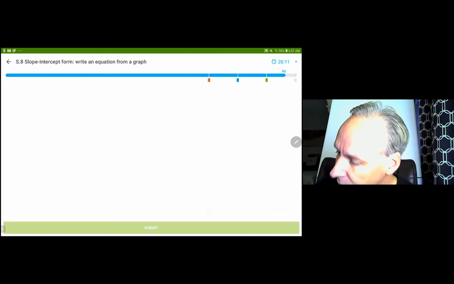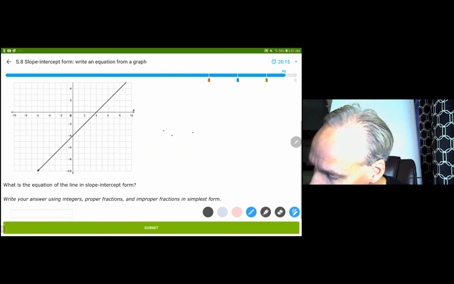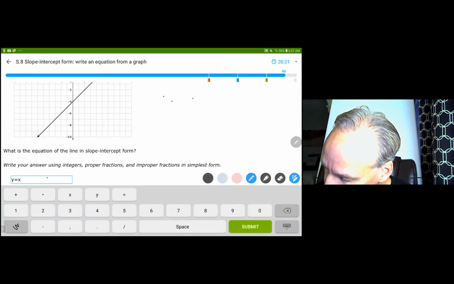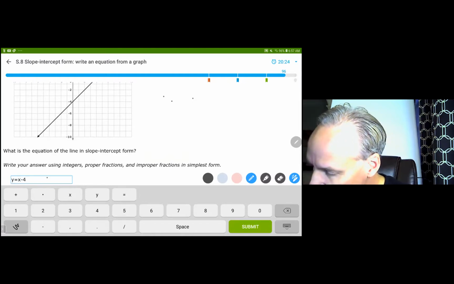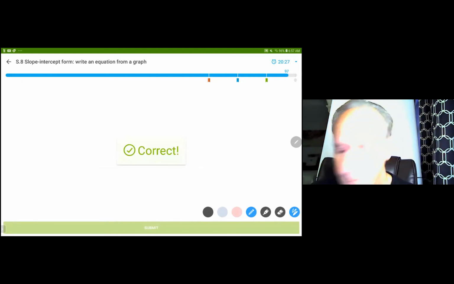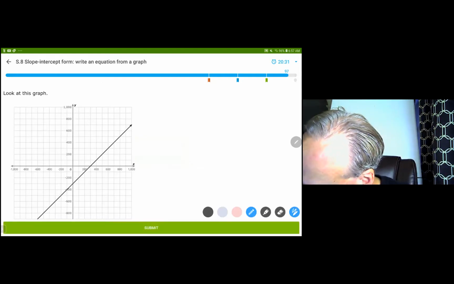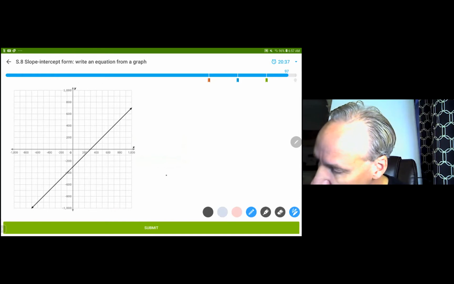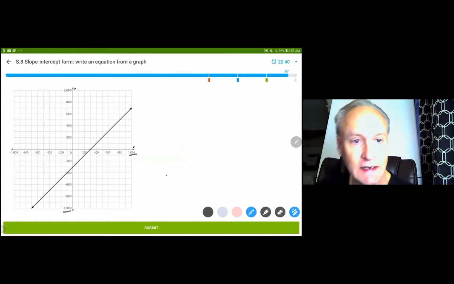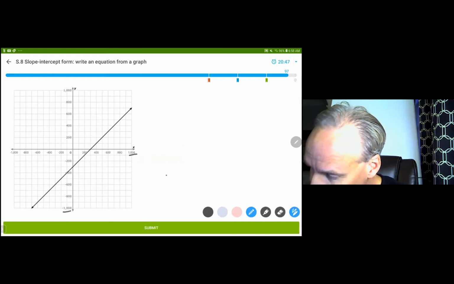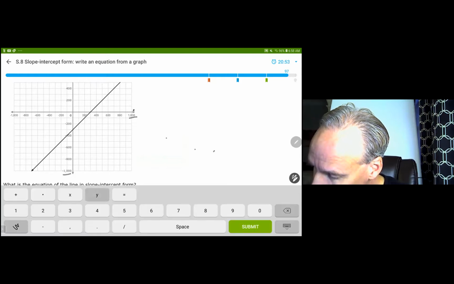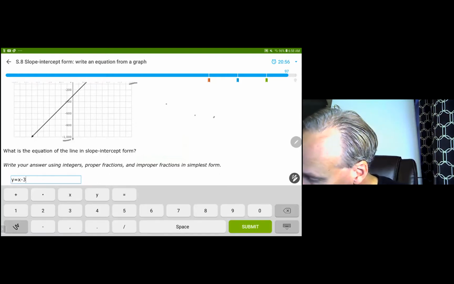And looks like we've got a couple more. This one's going through 0, -4. And its slope is 1, so it's x minus 4. Yep, 1. And this one also has a slope of 1, assuming the scale is the same, and it has the same scale. Like I said, be very careful. This is a slope of 1, and it's going through -300, so it's y equals x minus 300.